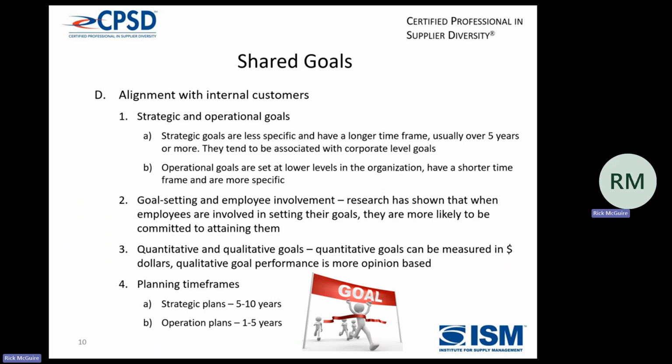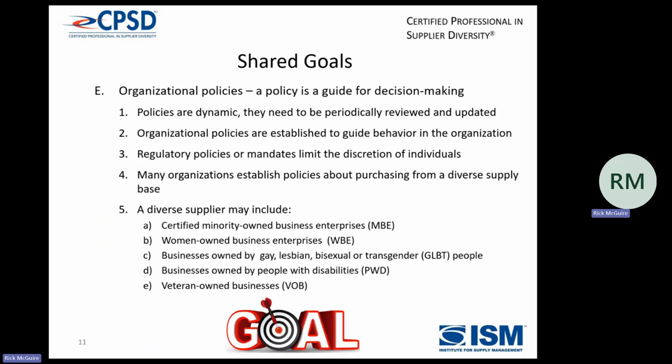Goal setting and employee involvement. Research has shown that when employees are involved in setting their goals, they're more likely to be committed to attaining them. And then there's qualitative and quantitative goals. So obviously the quantitative ones you can measure in dollars or some other discrete measurement. Qualitative goal performance is more opinion-based. So strategic plans 5 to 10 years, operational plans 1 to 5 years, and then tactics below 1 year.